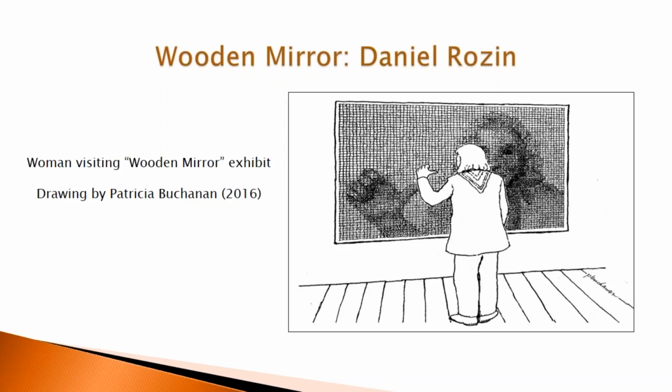What I have here is an artist rendition of a piece called Wooden Mirror. You can actually find this if you Google or go to YouTube and look for Daniel Rosen Wooden Mirror; you'll see a video of this display. So I want to explain it to you. It's a panel of about 830 square wooden tiles, and the back of each tile is connected to an individual motor that can tilt the tiles independently.